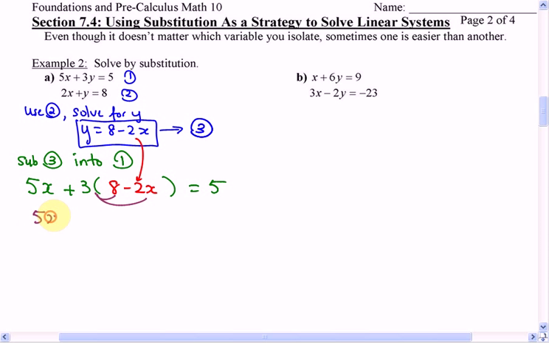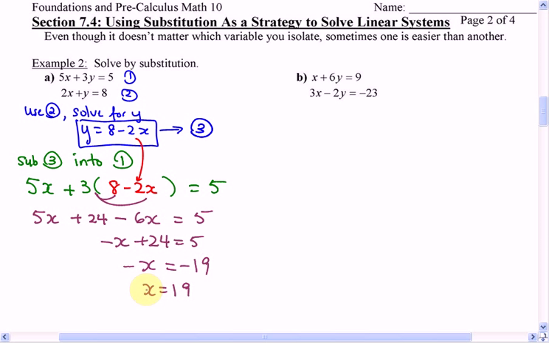So 5x plus 24 minus 6x equals 5. 5x minus 6x is negative x, plus 24 equals 5. Negative x equals negative 19, so x equals a positive 19.